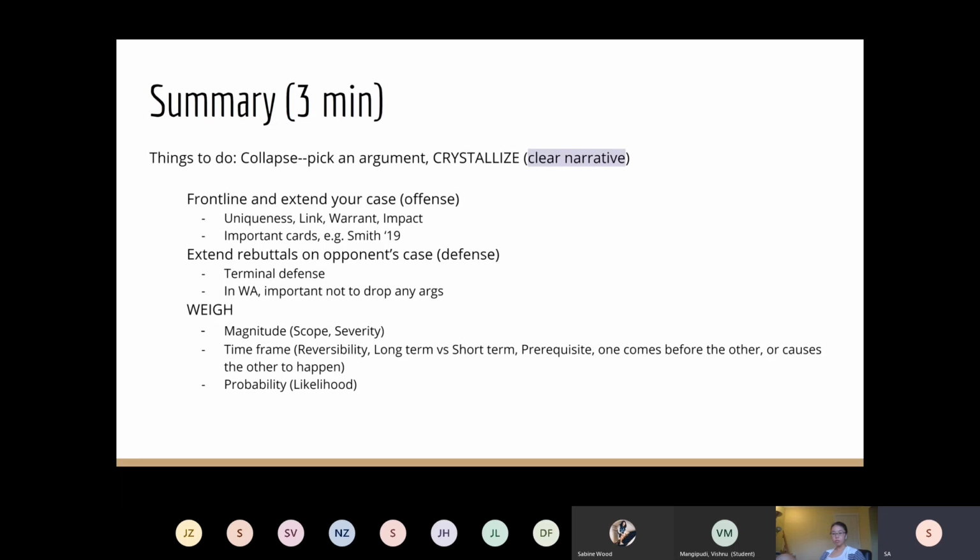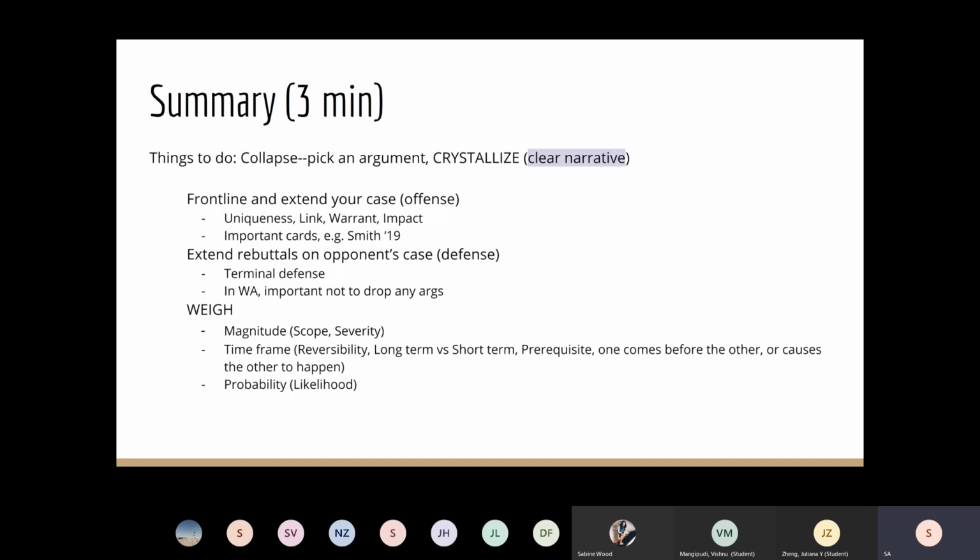It's kind of hard to explain if you don't have an example, but what it's supposed to be is that this one argument can take out your opponent's entire argument, which might look like a turn, a delink, or a non-unique. But in Washington, it's also important not to drop any arguments. If you're going to go to the national circuit, it's a different scenario. But in Washington, remember just to extend a couple of important responses on each of your opponent's arguments.